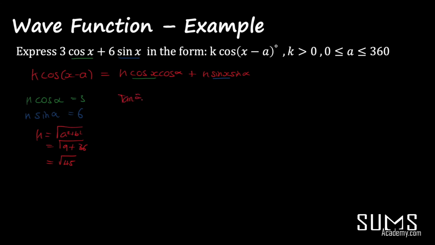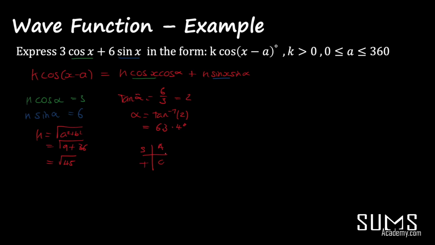So tan alpha equals, well, sin over cos, so it's going to be 6 over 3, which is equal to 2. So alpha is going to be equal to tan negative 1 of 2, which you just put into a calculator. This is 63.4 degrees, okay? Now we need to think about our quadrants, okay?